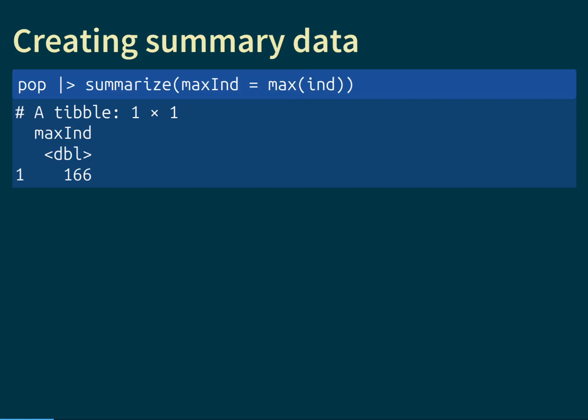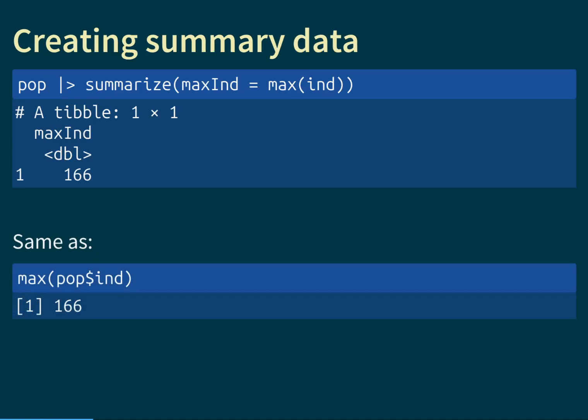In fact, this is no different from simply obtaining the maximum of the vector of the number of individuals from the table pop. So remember the dollar notation. When we write down pop, which is a tibble, we can refer to one of its columns as a vector by using the dollar notation. So if we say pop$ind, what that means is, take all the entries in the column called ind and treat them as a vector.